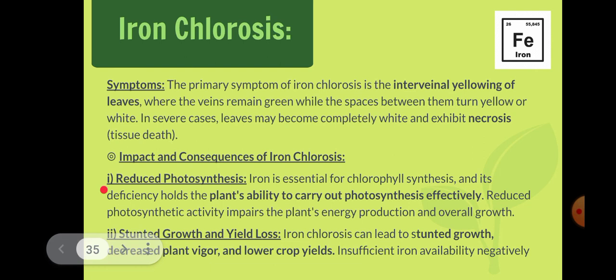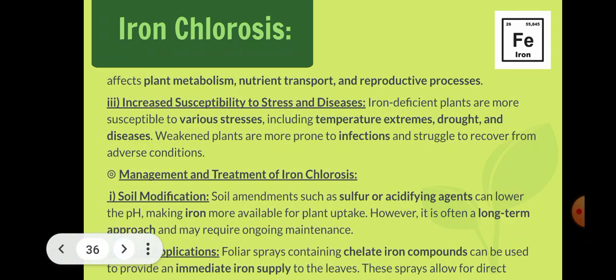The second one is stunted growth and yield loss. Iron chlorosis can lead to stunted growth, decreased plant vigor, and lower crop yields. Insufficient iron availability negatively affects the plant metabolism, nutrient transport, and reproductive processes.